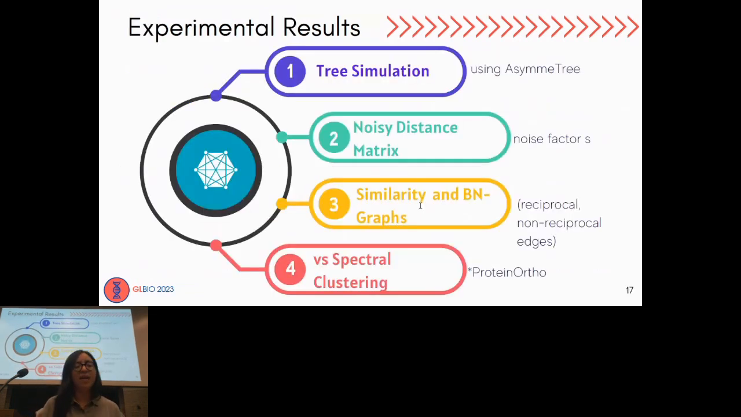To illustrate the usefulness of our method, we made some simulations using a tool called Asymmetry, where we also simulate a noisy distance factor. This noise factor represents the experimental noise that we can have in the measurements. We build the similarity and the best neighbor graphs from the simulations, and we compare our method with spectral clustering, which is the clustering method used by ProteinOrtho.